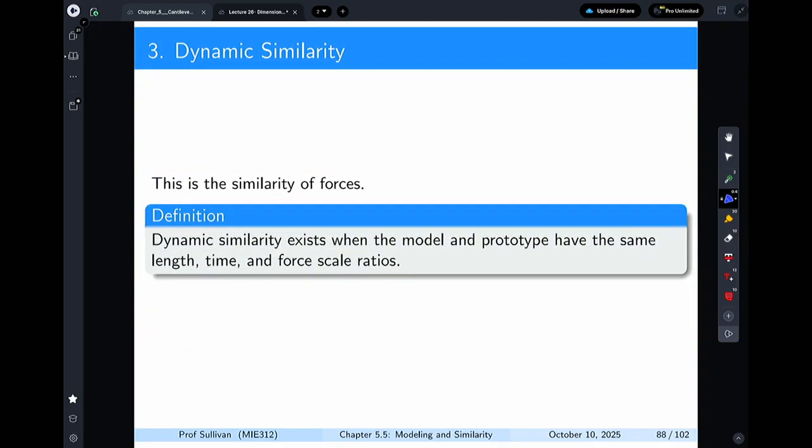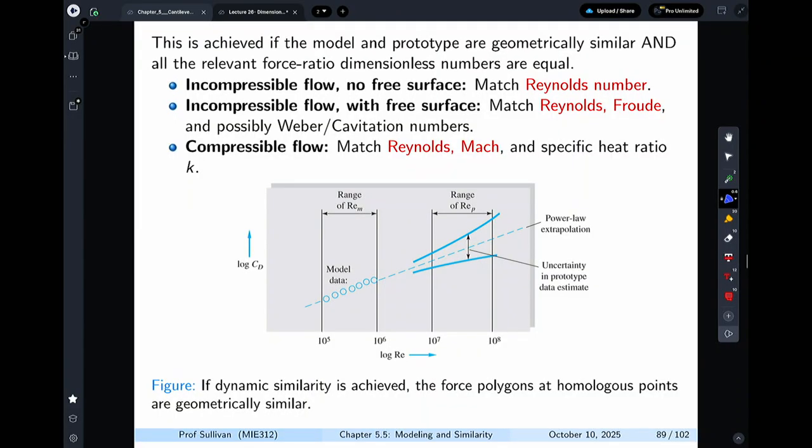And this is a similarity of forces. And so if it's a similarity of forces, dynamic similarity exists when the model and the prototype have the same length, time, and force scale ratios. Great, great, great. All easy.